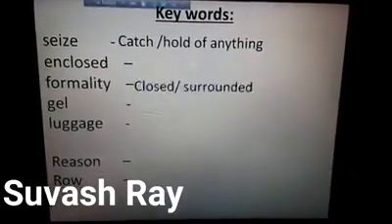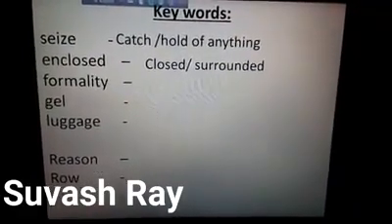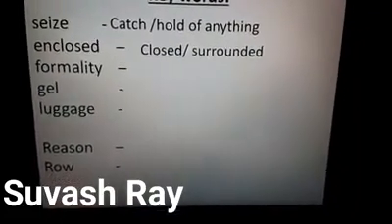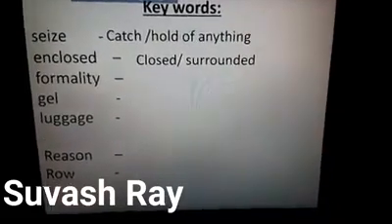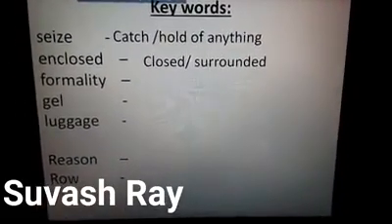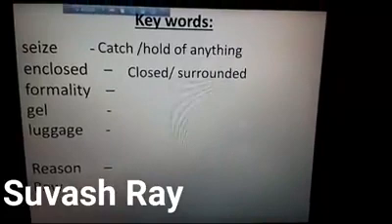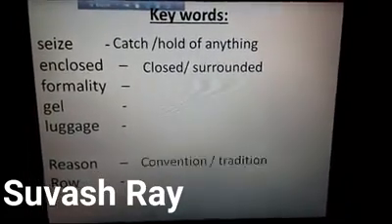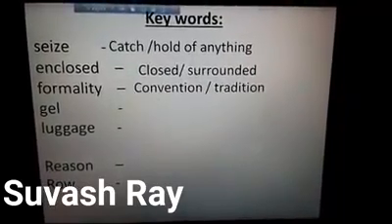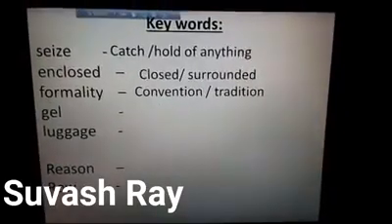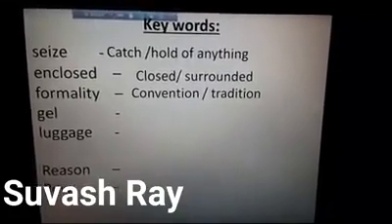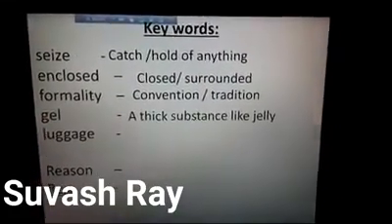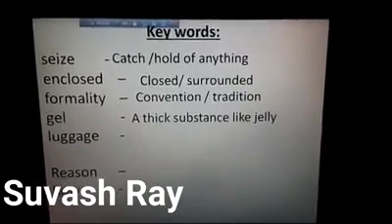Next, there is the word enclosed. What is the meaning of the word enclosed? Enclosed means closed or surrounded. There is the word formality. What is the meaning of the word formality? My dear students, can you guess? Formality means convention or tradition. Next, the word gel. The word gel means a thick substance like jelly.